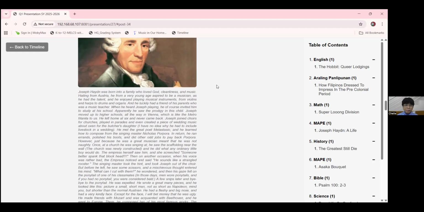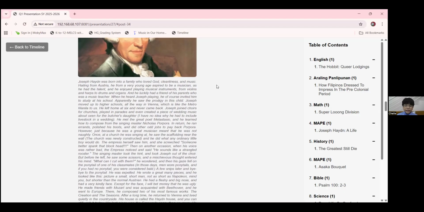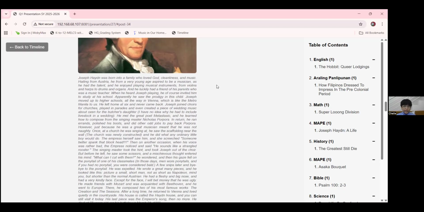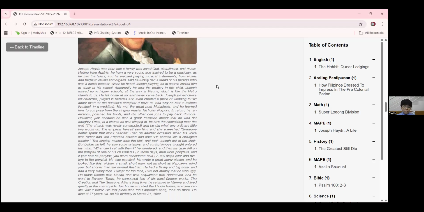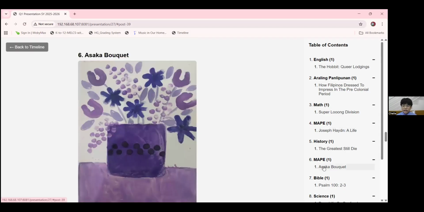And then he was basically a prodigy, and he met Mozart and Beethoven, and he went to Europe. Most composers' work happened early in their lives, but his happened later in his life. And so that's for music.